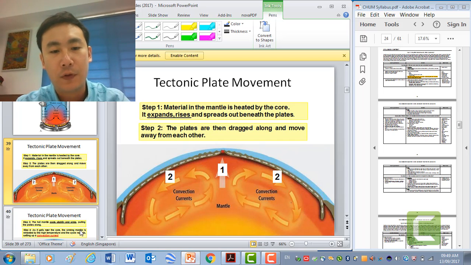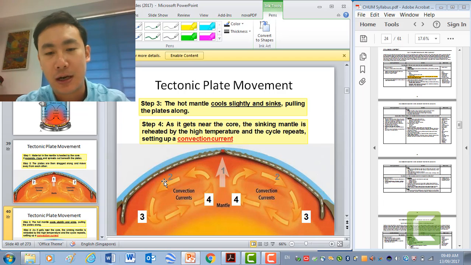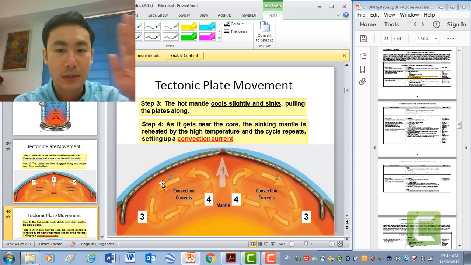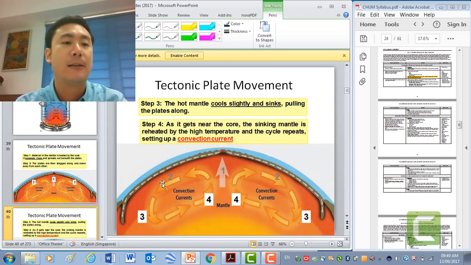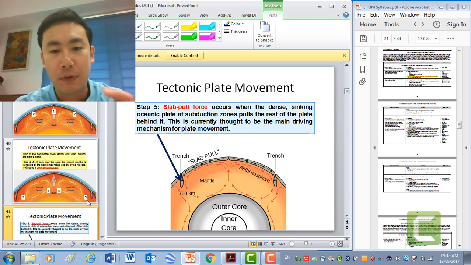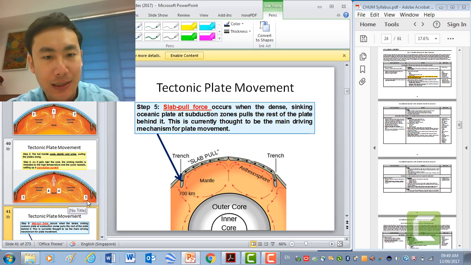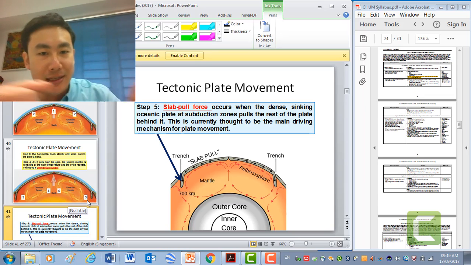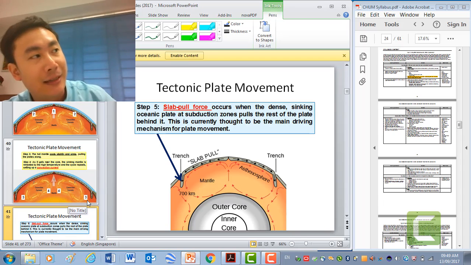Okay. Of course, this is the next two steps of the convection current, which I've already said. Cools, sinks, and then this cycle repeats. And it's a convection current, okay? Last point from me for this video is slab pull force. Slab pull force, again, is not complex. It's basically that when a plate is sinking, it pulls the rest of the plate behind it.